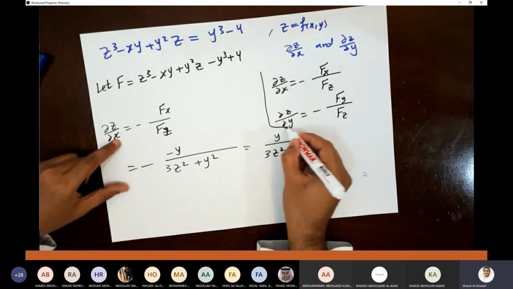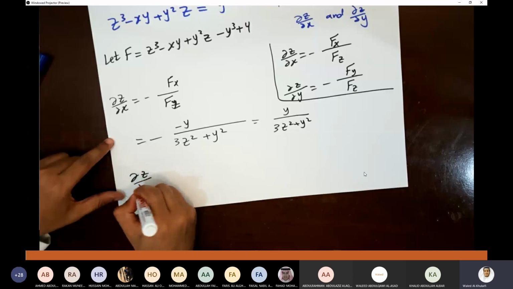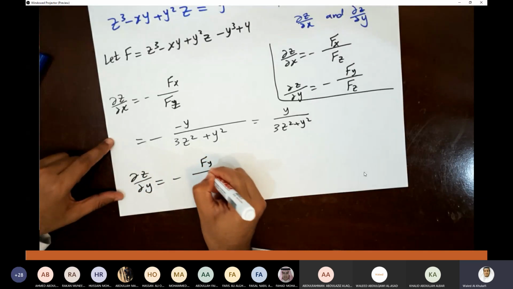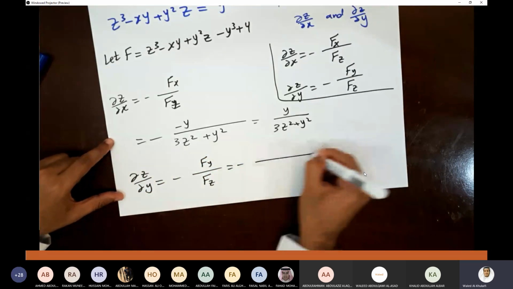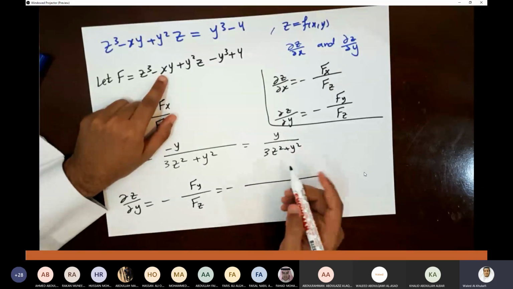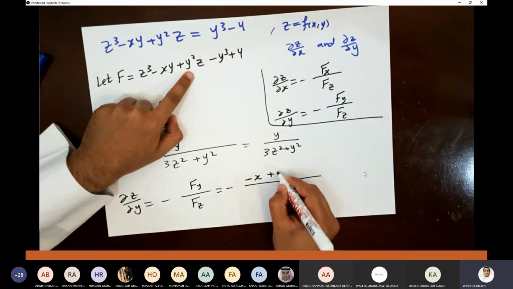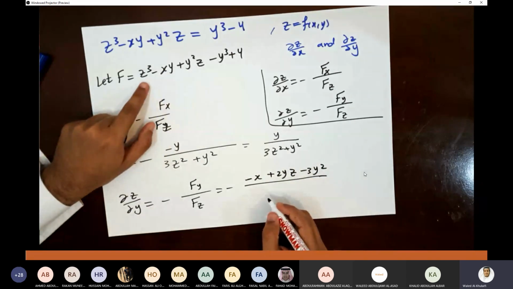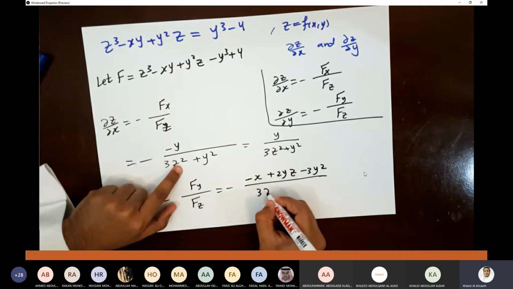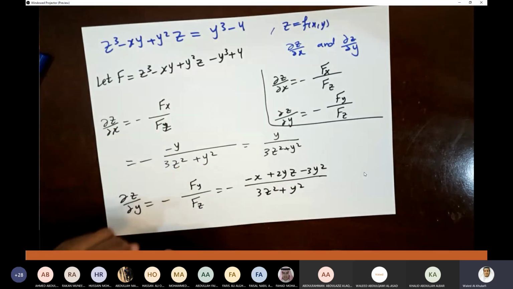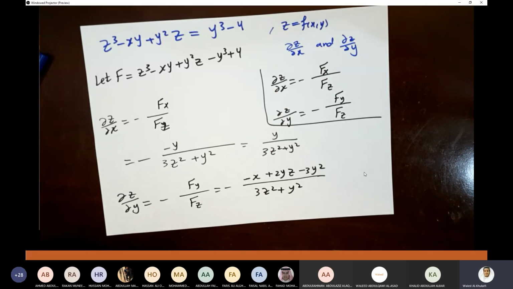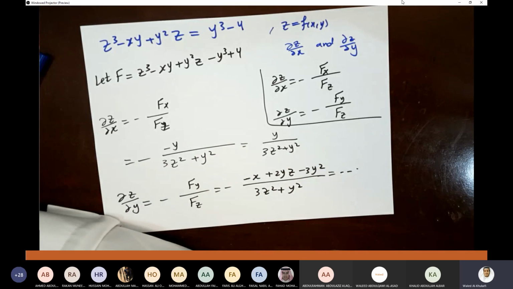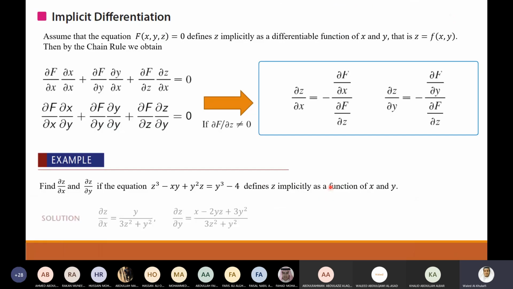So you can take the minus, so you have y over 3z squared plus y squared. Okay? Now let me put this guy. Partial z by partial y is equal to minus fy over fz, which is equal to minus the derivative with respect to y. If you look here, you have minus, and then you have 2yz minus 3y squared, over the derivative with respect to z, the same denominator actually. So you have 3z squared plus y squared. Okay. With a minus, you can change the signs inside. So I leave this to you. Okay. And that's it, the same thing that we found here.